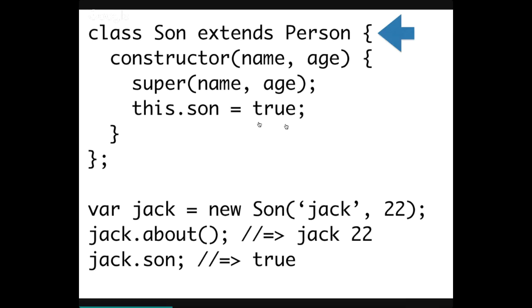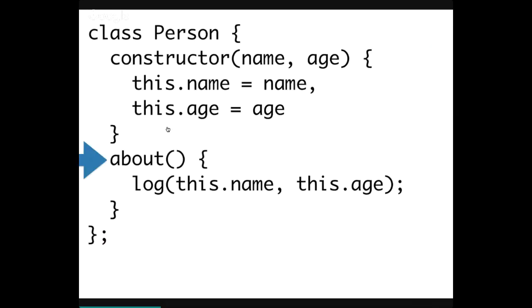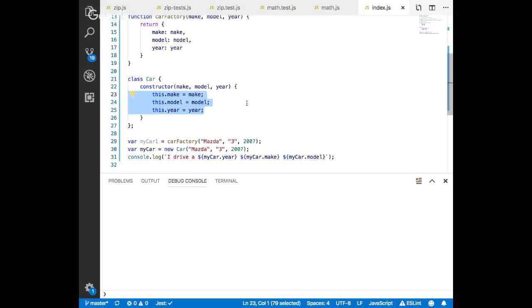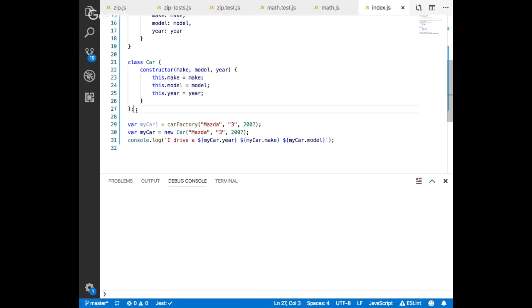And then we also have this.son equals true, which is a property that's unique to a son object. So if we look here, it creates a son passing in Jack and 22. And about also exists because it inherited this method. So it has full access to everything that was on this person. But then it also has true for son, whereas Jack would not. So let me try and do a concrete example of something like that.